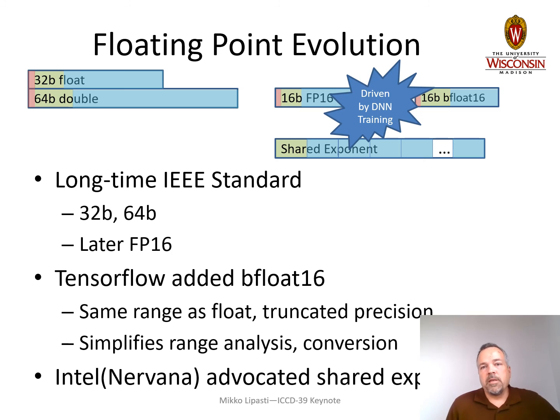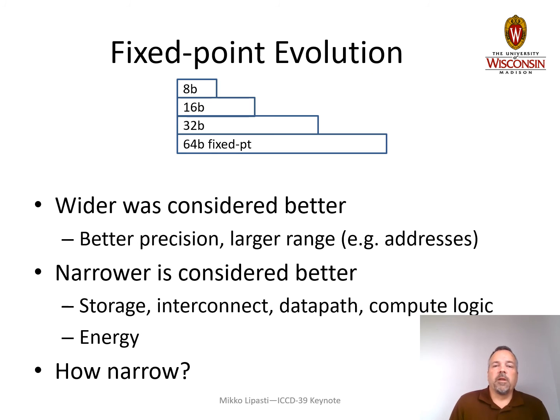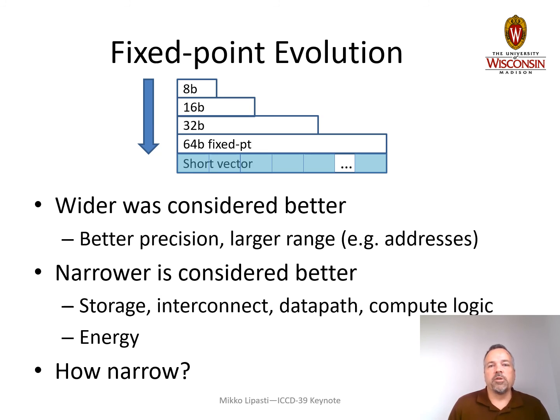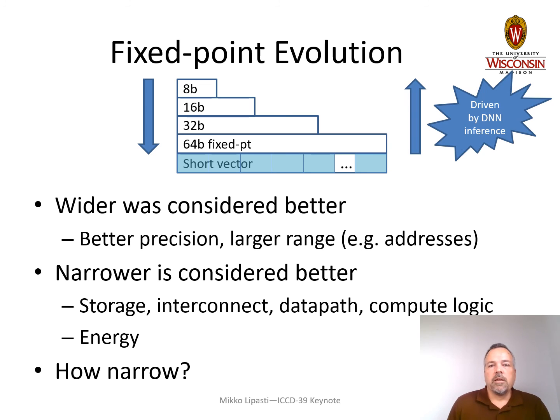A lot of this has been driven by the need for efficient representations for parameters when you're doing DNN training. There's also been an evolution on the fixed point side, which historically went from narrower to wider because wider was considered better: more precision, larger address range, etc. But that's been inverted lately, where people have been pushing back towards narrower representations, primarily because storage, interconnect, data path, and compute logic all become simpler, cheaper, and lower energy. That is now being driven by deep neural network inference rather than training so much.